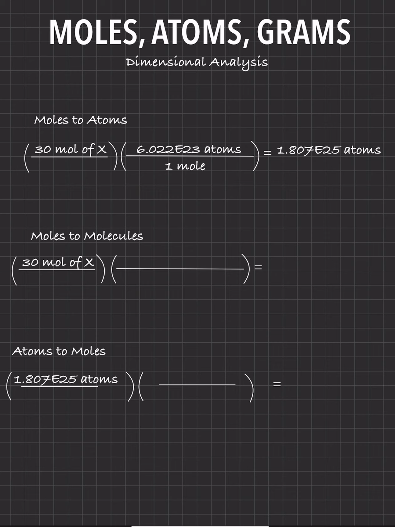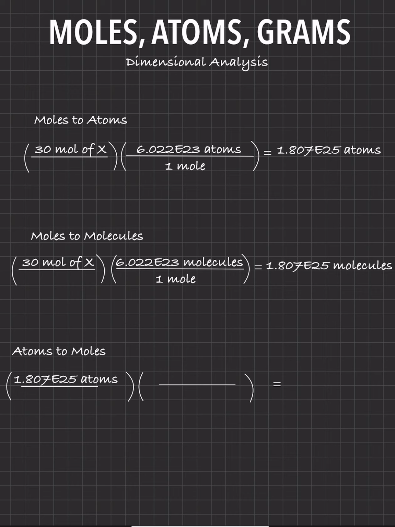Now, another thing I see with students is they get really freaked out when they see molecules. You're not changing anything. You're still going to use Avogadro's number. So you're still going to use 6.022 times 10 to the 23, and instead of atoms, it's going to be molecules, and voila, you have the same answer. And again, it's just molecules.